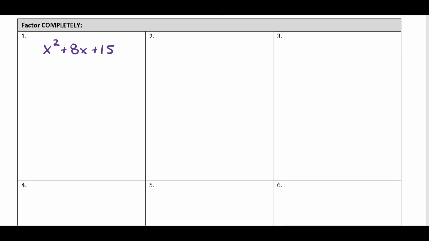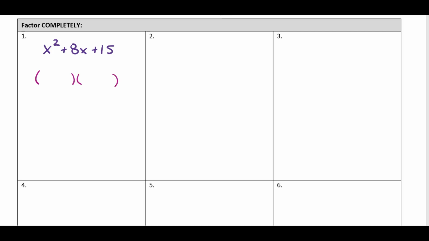So let's look at some smaller problems so they can get a little bit better of a hang of this. So number 1, we're going to have x squared plus 8x plus 15. So step 1 is to check to see if there's a greatest common factor. And there is not a greatest common factor. So that makes this a little bit easier than the last problem we did. So the second step is to draw your parentheses.